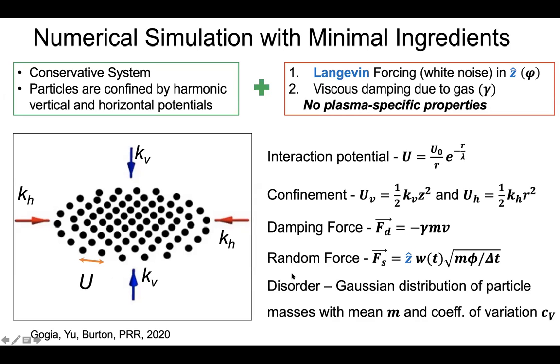And finally, but very importantly, we introduced disorder in the system, which is simulated by a Gaussian distribution of particle masses that have mean M and coefficient of variation CV. So CV describes the extent of disorder in the system.